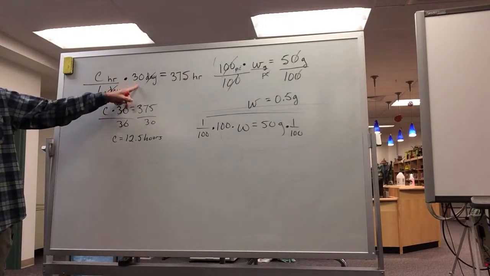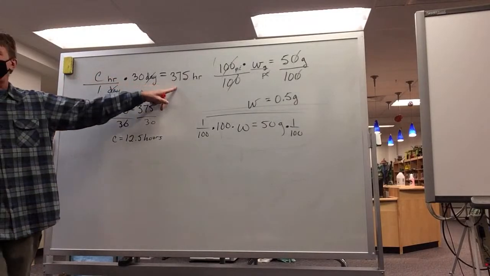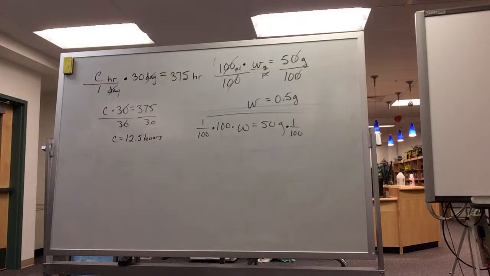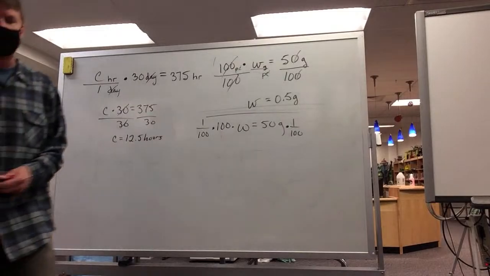Multiplied by 30 days a month, if the cat sleeps 375 hours in a month. Yes? You good? Okay.